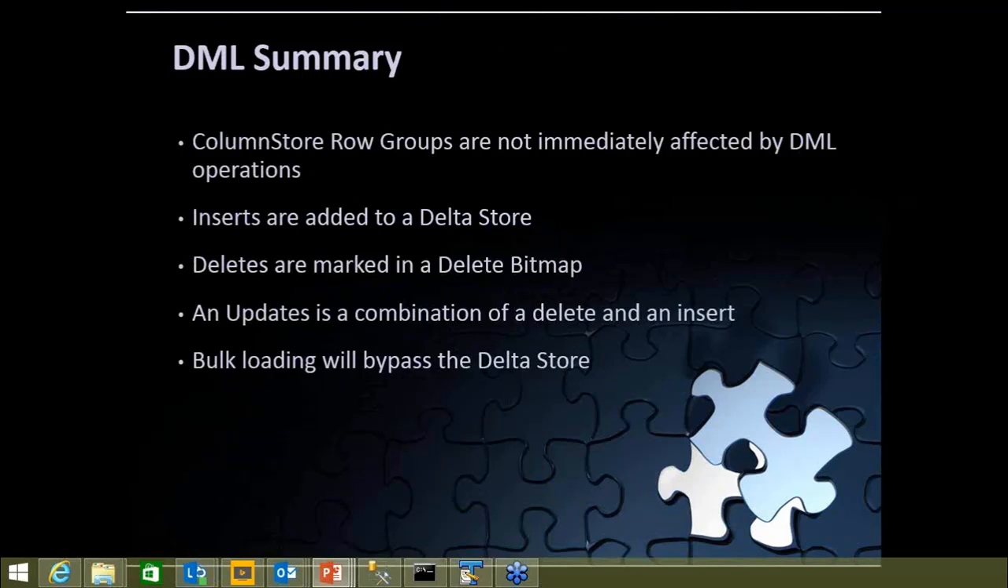So summary of the DML operations with ColumnStore indexes. Row groups are not immediately affected. Inserts are added to the delta store. Deletes are marked in the delete bitmap. An update is a combination of a delete and an insert. And bulk loading will bypass the delta store.